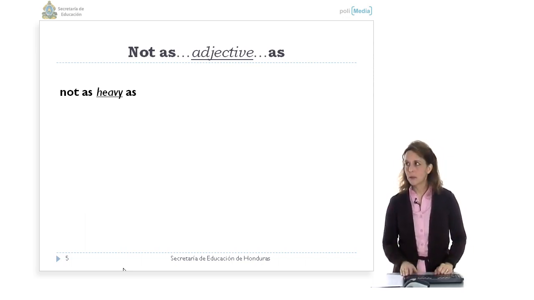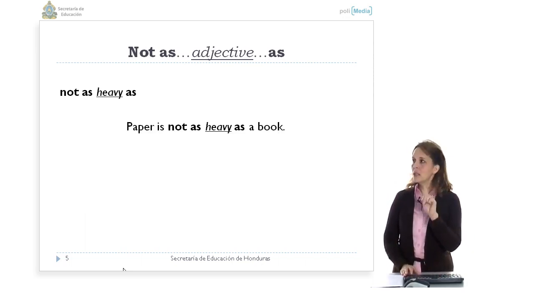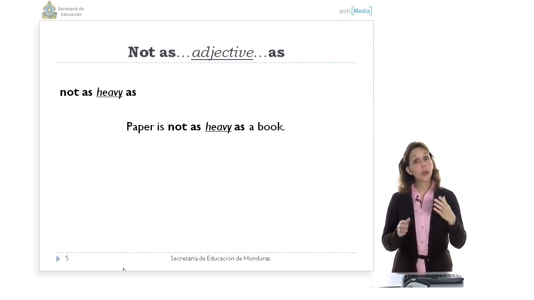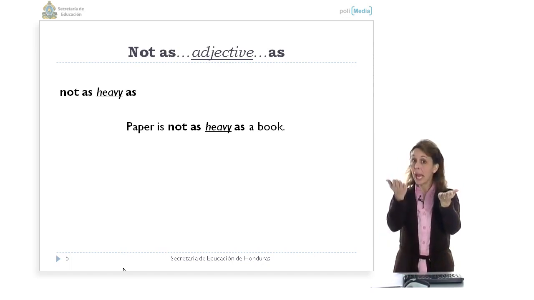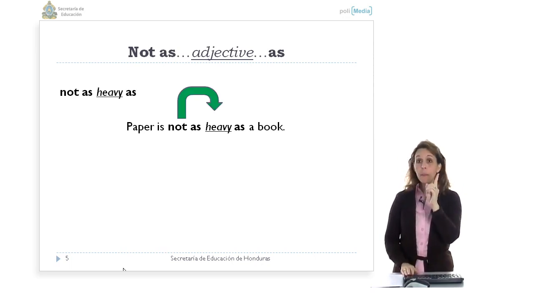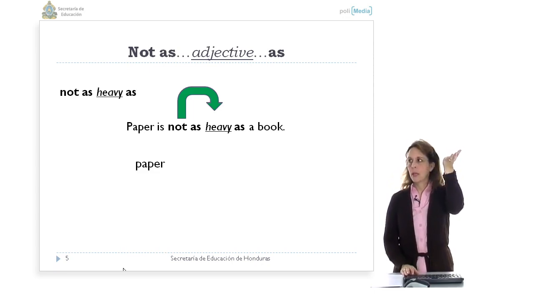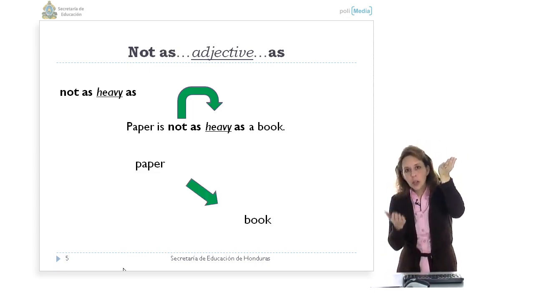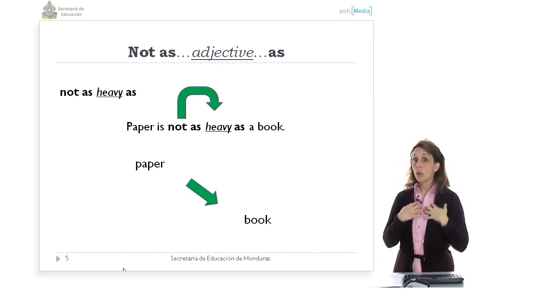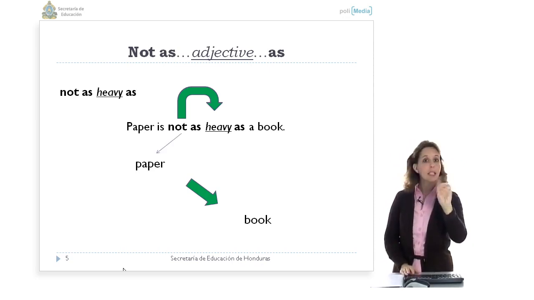Heavy is pesada. Paper is not as heavy as a book. So we're comparing paper and a book. The paper is not heavy, so it's light, liviano. But the book is heavy. So we say paper is not as heavy as a book.